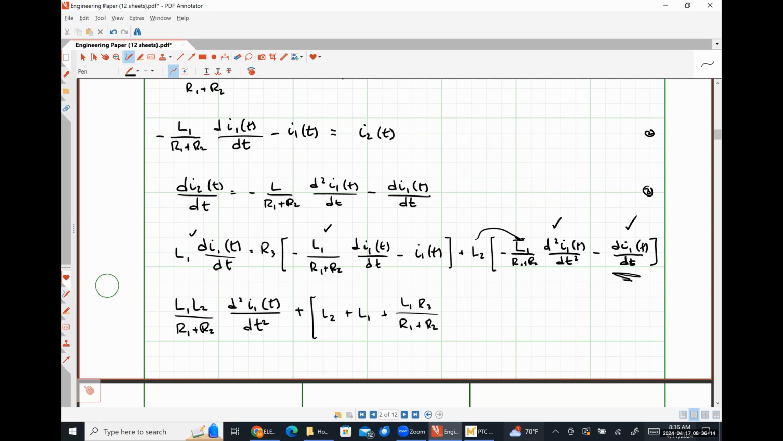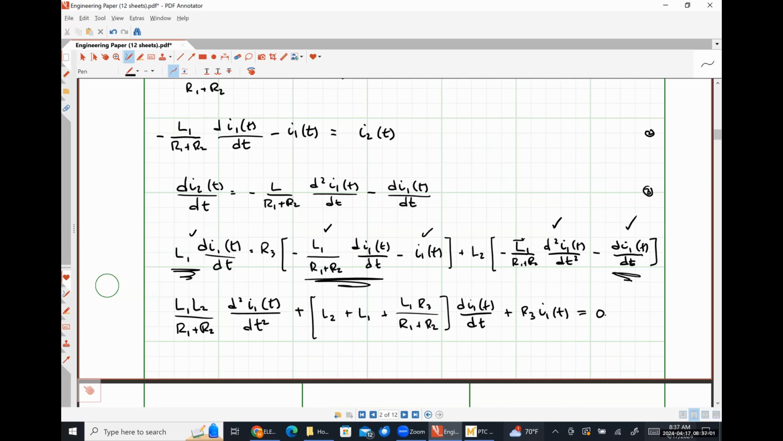So I moved this guy over first, which is where I got the L2. Then I included this guy, which is where I got the L1. And then I included this term right here, noticing that there's an R3 out front. So that's why I have L1, R3, R1 plus R2. So that seems to check out to me, times di1 by dt. And then the only term that I have left is just this guy right here. So this should look like plus R3 I1 is equal to 0.